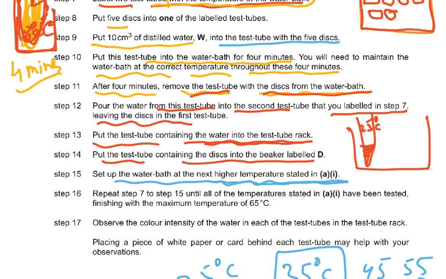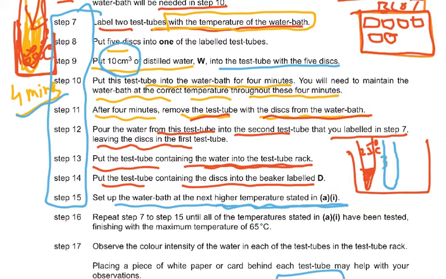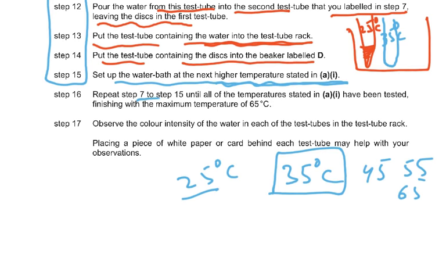And the important thing, you repeat step 7 to step 15. So you do the same thing, 2 test tubes labeled 35, put 5 discs, add distilled water, a specific volume has been chosen, 10 centicube of distilled water, leave for 4 minutes, and then you pour off the water, and now this is for 35 degrees Celsius. It said to repeat steps 7 to 20 until all the temperatures stated in A1 have been tested, finishing with a maximum temperature of 65 degrees Celsius.